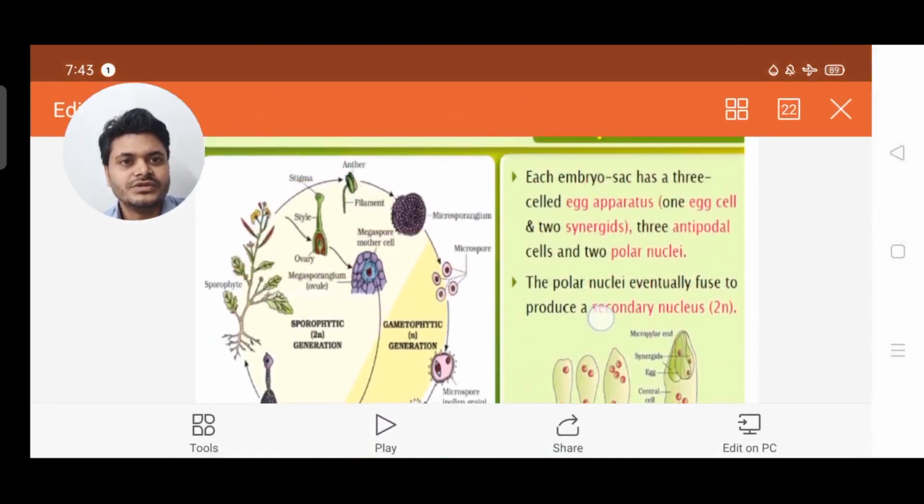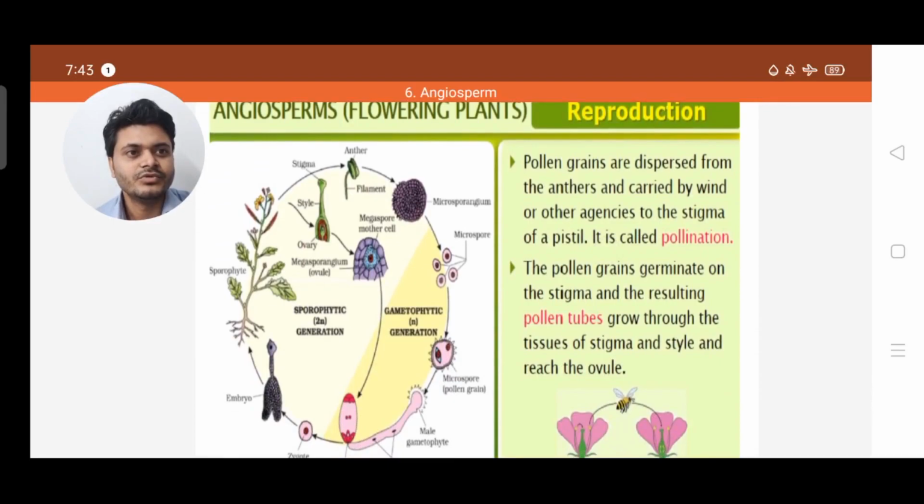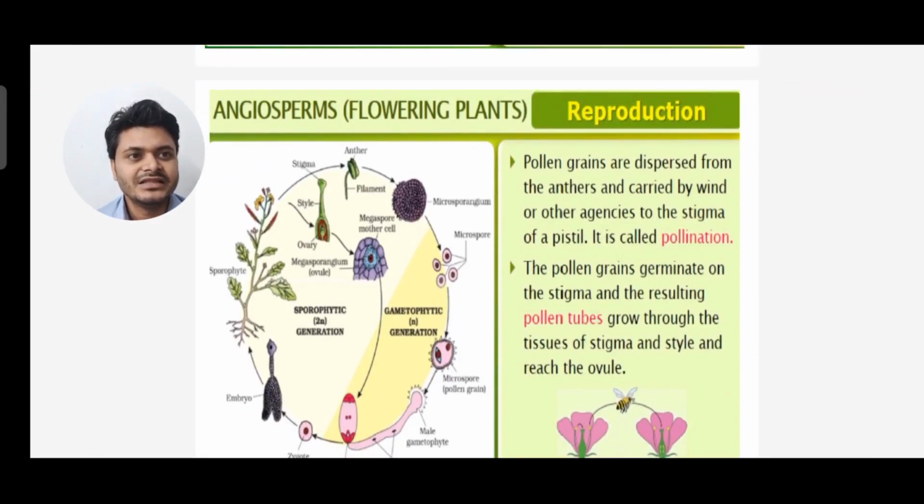Here you can see the life cycle. Pollen grains are dispersed from the anther and carried by the wind or other agencies to the stigma of the pistil, and this is called pollination. Pollination is the transfer of pollen grains from the anther to the stigma of the same plant or another plant. If it is the same plant, it's called self-pollination, and if it is a different plant, it's called cross-pollination. Pollen grains germinate on the stigma, and the resulting pollen tubes grow through the tissue of the stigma and style and reach the ovule.